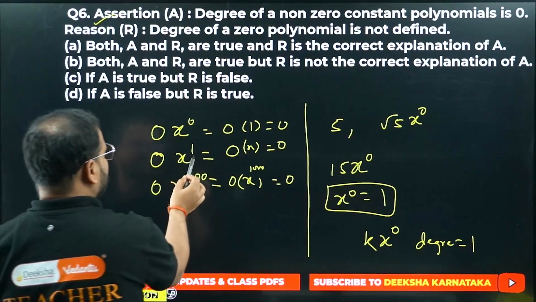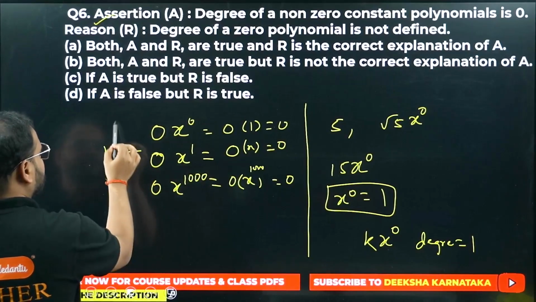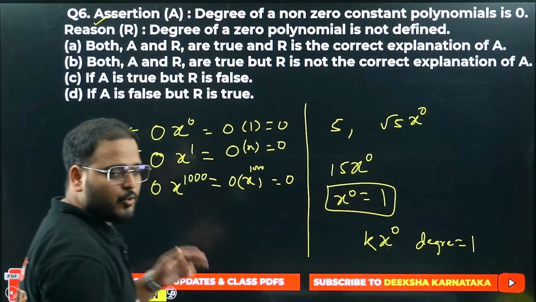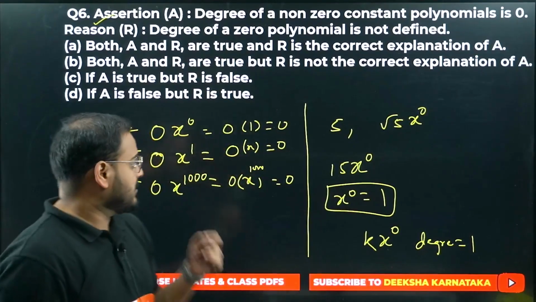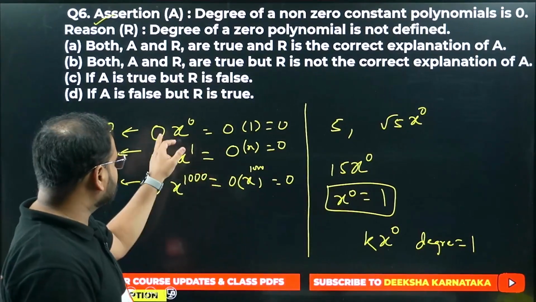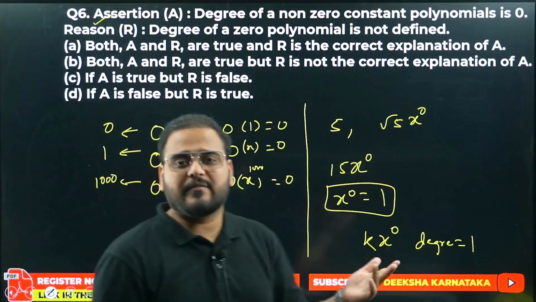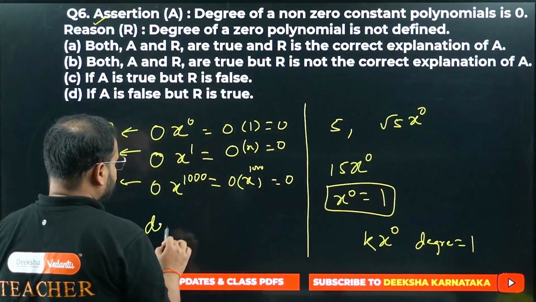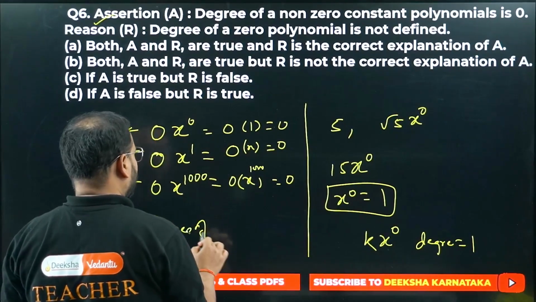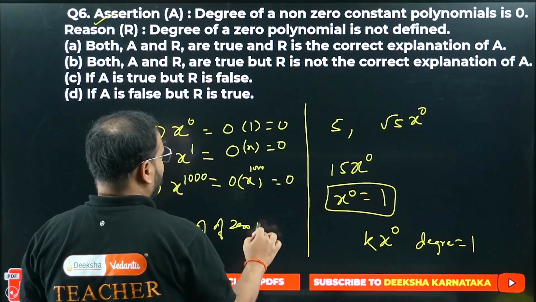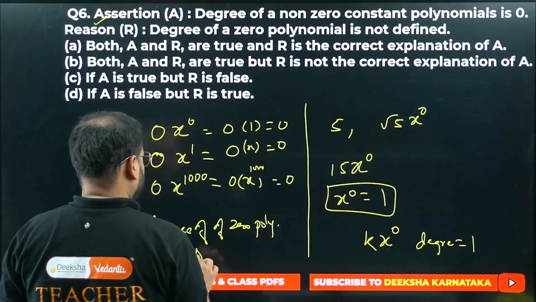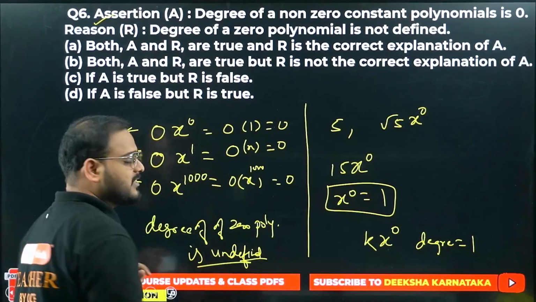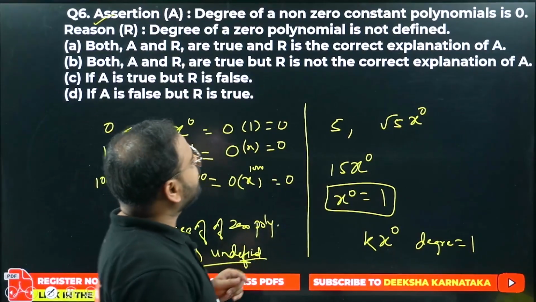So in this case, what is the degree? Degree is 1, degree is 0, and degree is 1000. Which one will you pick? 0, 1, 2, 3000. Which one are you going to pick? You can't pick it, because for 0 you can keep writing x with any power, and the result will always be 0. For that reason, the degree of the 0 polynomial is undefined. I hope this is clear now. Clear? Okay. So what is the answer?